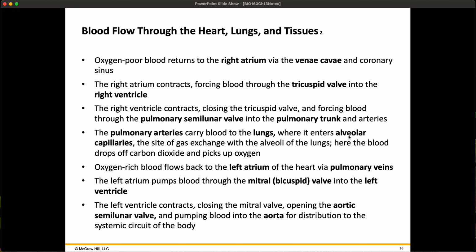The alveoli, we'll learn in the respiratory lecture, are the actual places for gas exchange. They're these structures in the lungs for gas exchange. That's where carbon dioxide gets offloaded and the blood picks up oxygen.